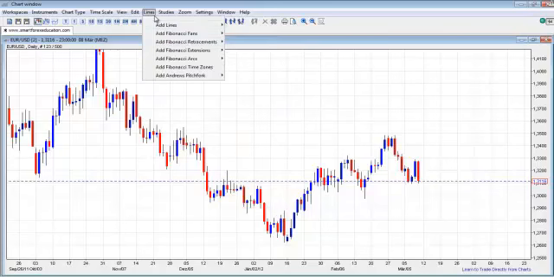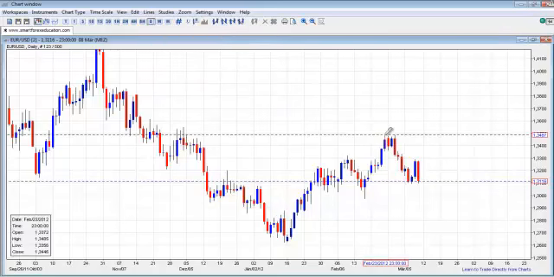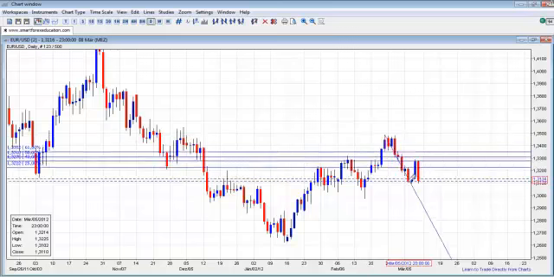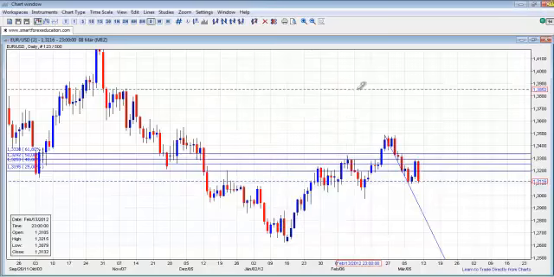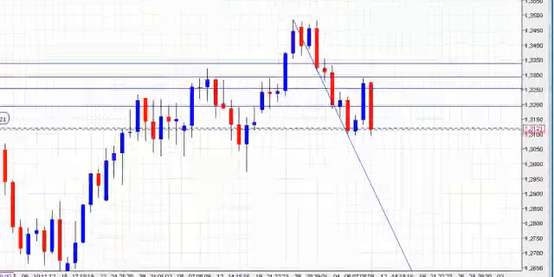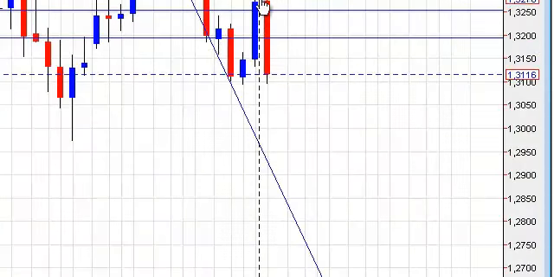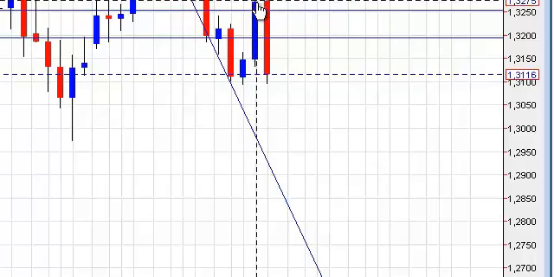So I went to lines, add Fibonacci retracement, freehand, and I took a high, from a significant high to a significant low, and then I released. If I zoom out here, you can see the fib levels I have in place. Price held at the 50% retracement, and this was on Thursday, the high of Thursday, tested here very nicely.